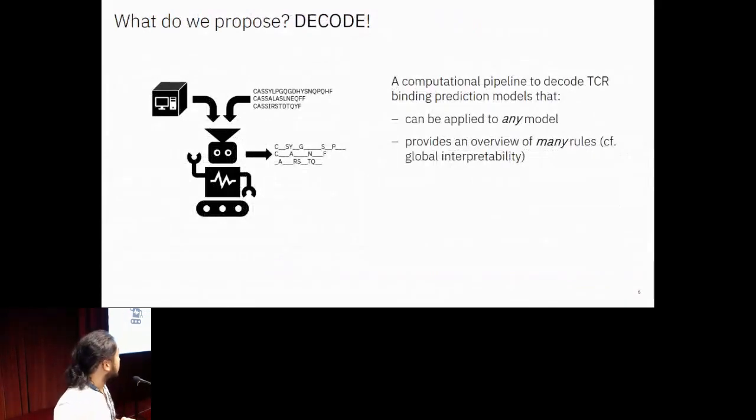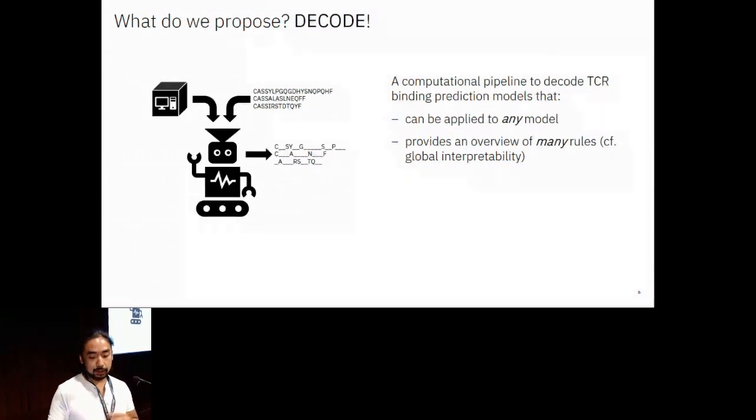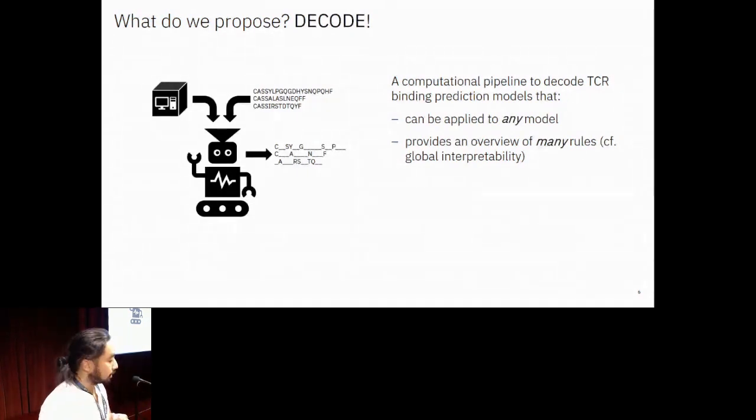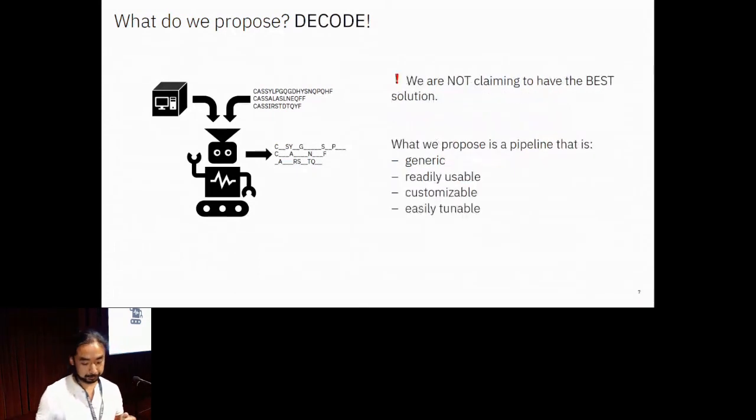So what are we proposing in this work? It's basically just this computational tool that wants to help people working in this space to understand any kind of TCR epitope binding prediction model. The two core things of this pipeline are that, again, this can be applied to any model that you are playing with, and it wants to give you a global overview, a summary, of what could be the rules that the model is using to predict the binding.